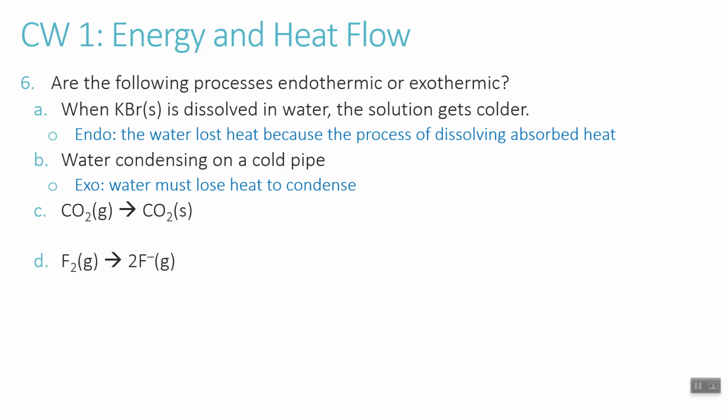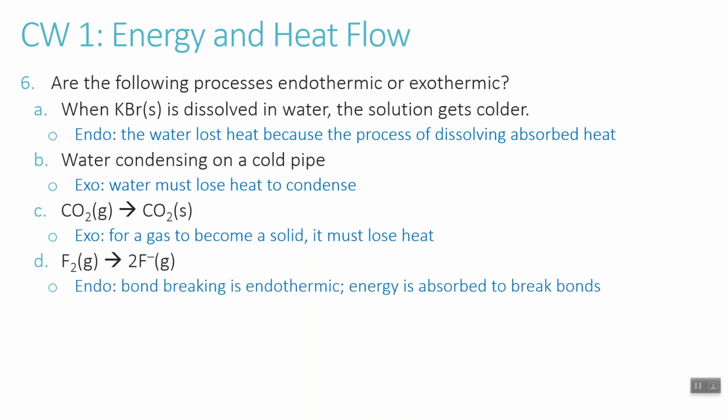In this one, we have carbon dioxide gas going to solid. So we're going to have to lose heat to do that. So that's going to be exothermic. And for the next one, we're going from molecular fluorine into ionic fluoride. So we have a gas that's being ionized here. So in order to ionize a gas, you have to put a bunch of energy in. So this is going to be endothermic. So energy needs to go in to break that bond between those two fluorine atoms.